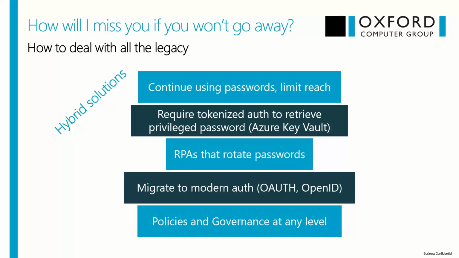So with all that legacy, our hybrid solutions, we continue using the passwords, but limit the reach, right? So do just what GMSAs do, reduce the reach of it. So our authentication silos that use GPO to limit that access. Require the tokenized auth to retrieve privileged passwords. So use the managed identity in your applications in Azure and go get the key from the key vault, so you don't have to put it in your application.